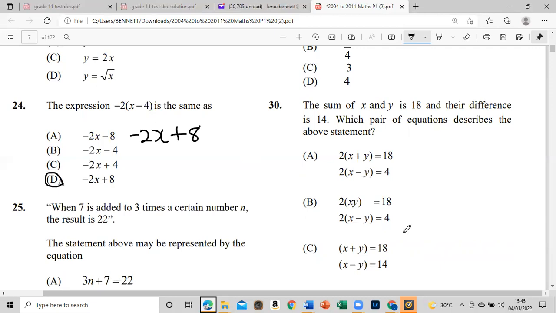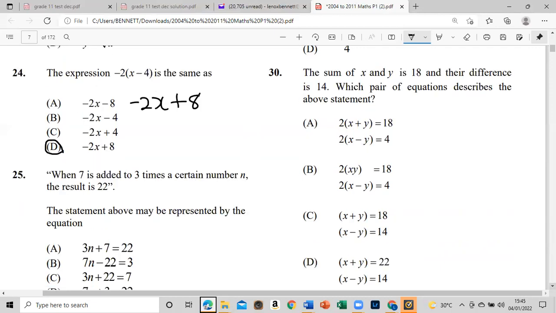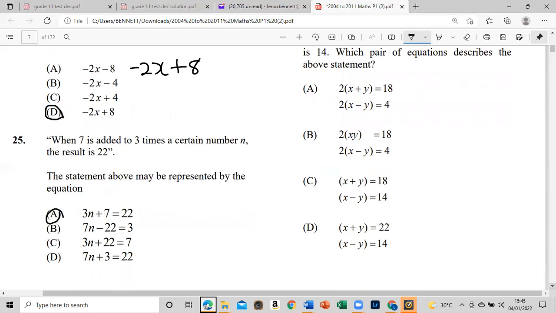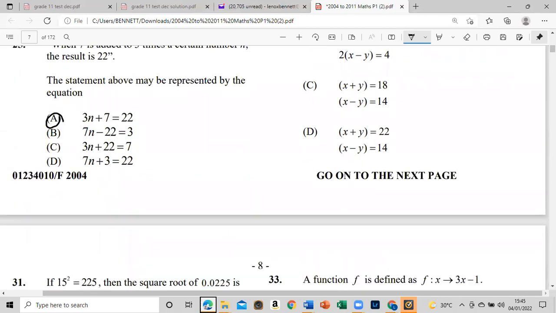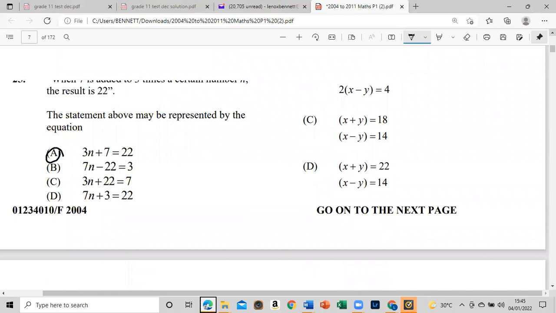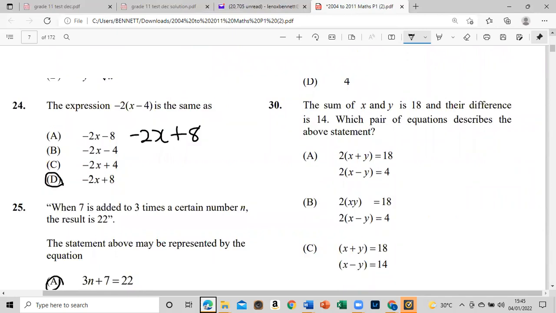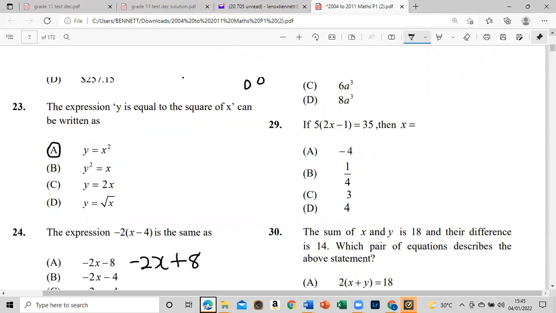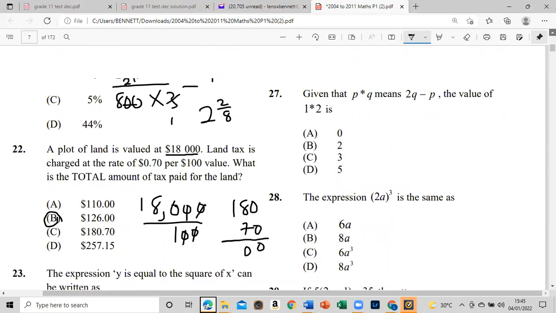Number 5, 25 rather. When 7 is added to 3 times a certain number, so n, the result is 24. 3n plus 7 equals 22. So our answer would be pretty straightforward. I love this, I love this. They didn't go around. Alright, so let's move on to 26, I think. Yeah.